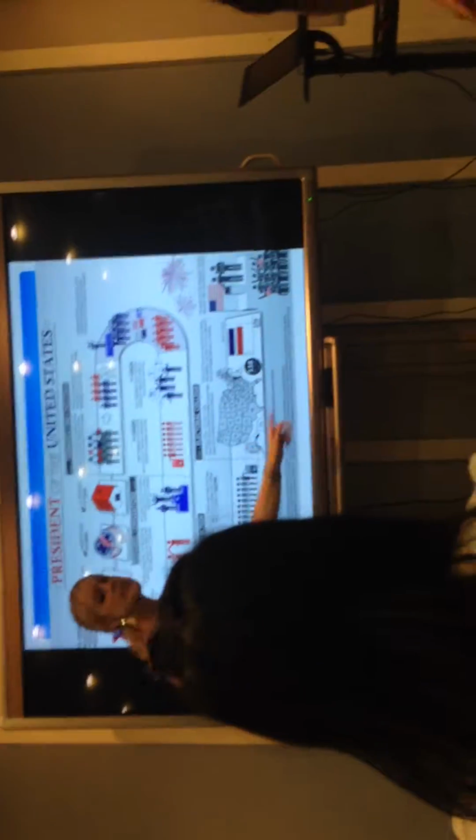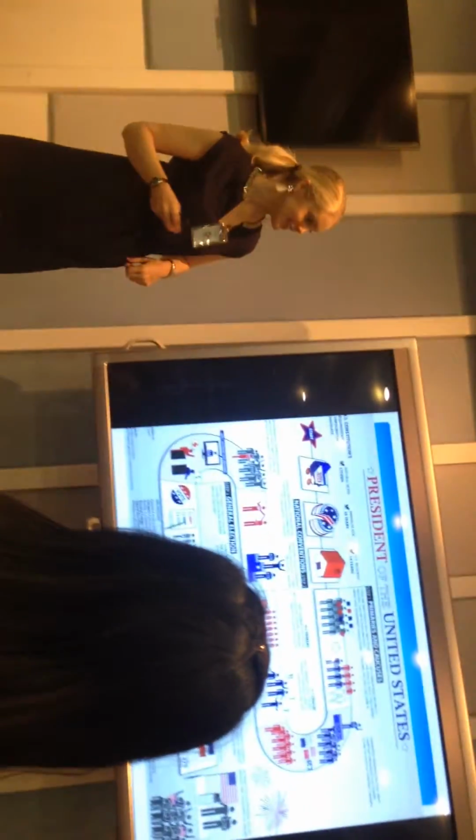Primaries, we have conventions, general election, and so 538. You can see this map here. These are all the different electors that each state gets, right? So you see California has 55, right? So if I win 51% of the vote, I get all 55 electors. I take all of them. Yeah, it's not split evenly, right?